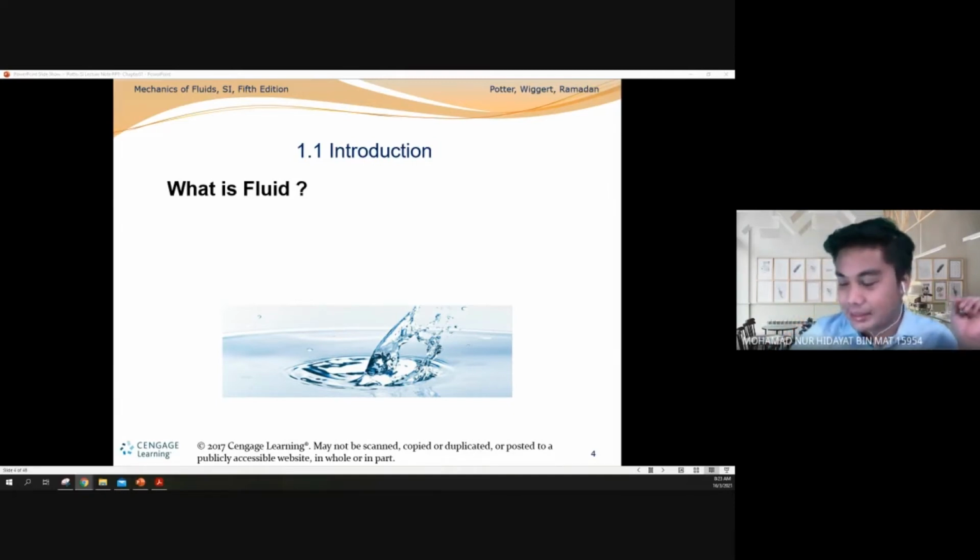Can you see the picture here? This represents water splashing. All right, so water is a phase of matter, which includes liquid and gas. Okay, so liquids and gases are fluids. You need to understand why. Because this is the reason.